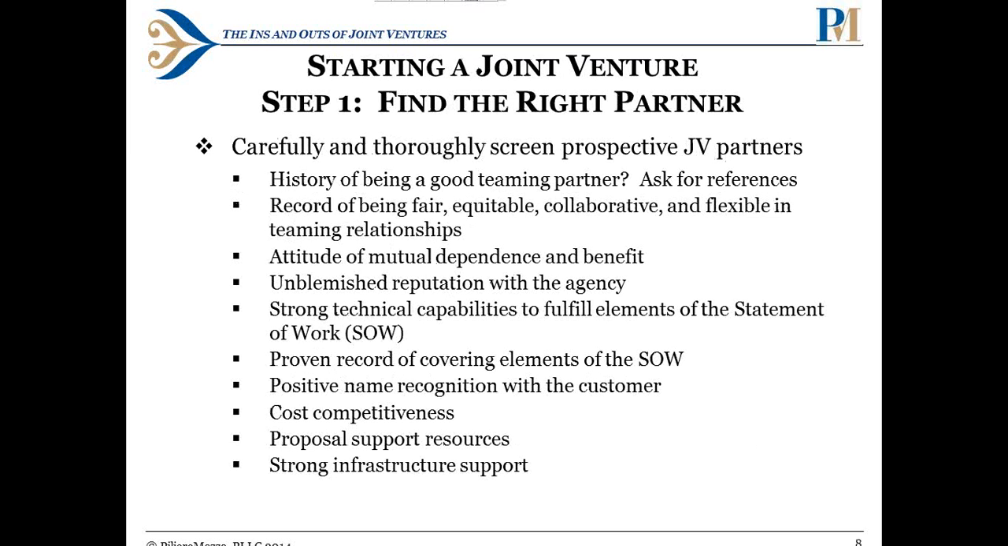So before I turn it back over to Pam, I want to get us started on the next section, which is starting a joint venture. And we've broken this down into 5 steps. So if we've got the basics and you understand generally what a joint venture is and the pros and cons to it, and you want to go forward, the first thing you want to do is find the right partner. And it sounds obvious, but it's a critical first step.